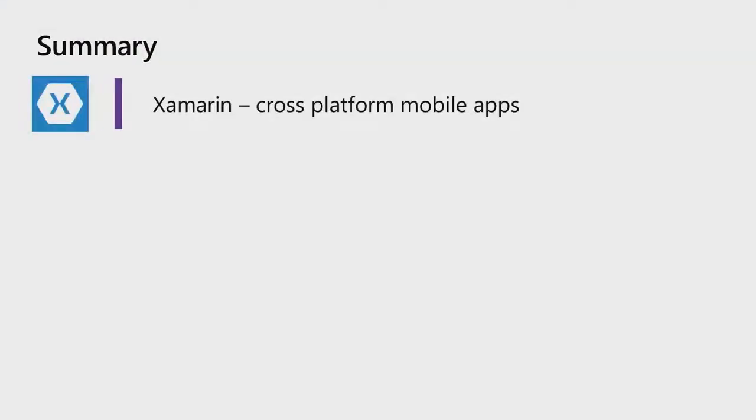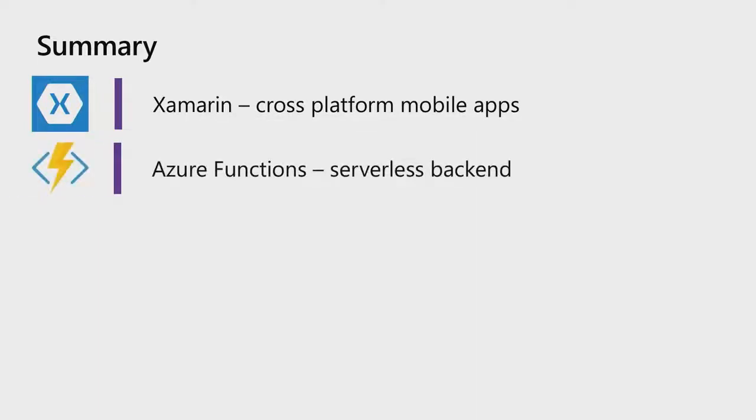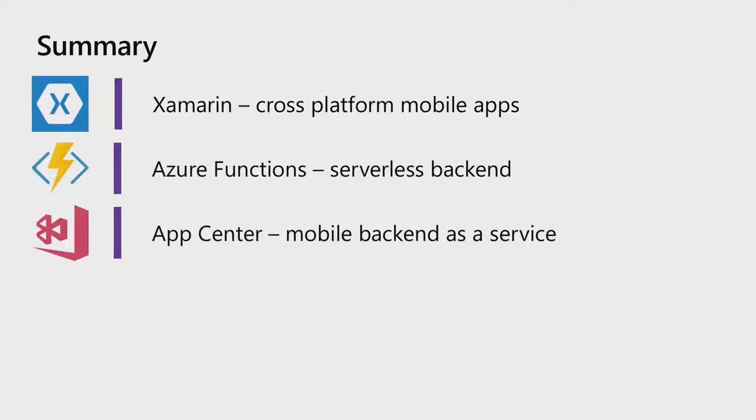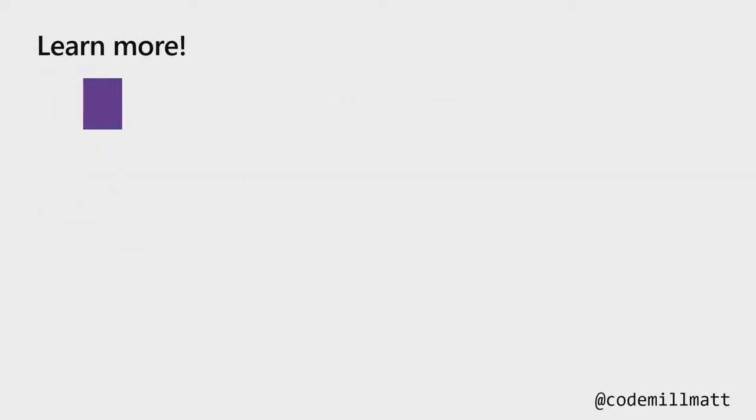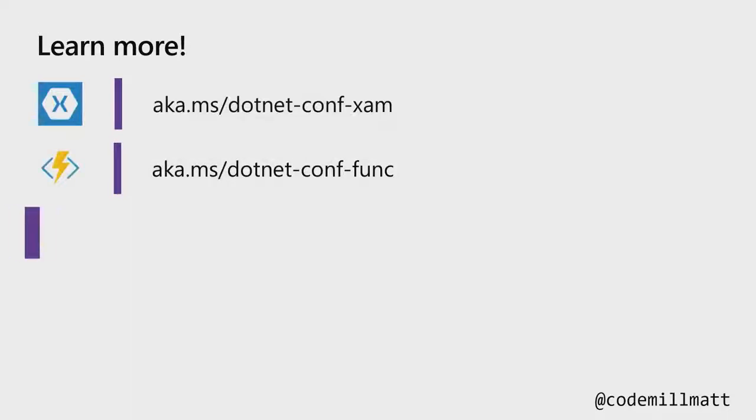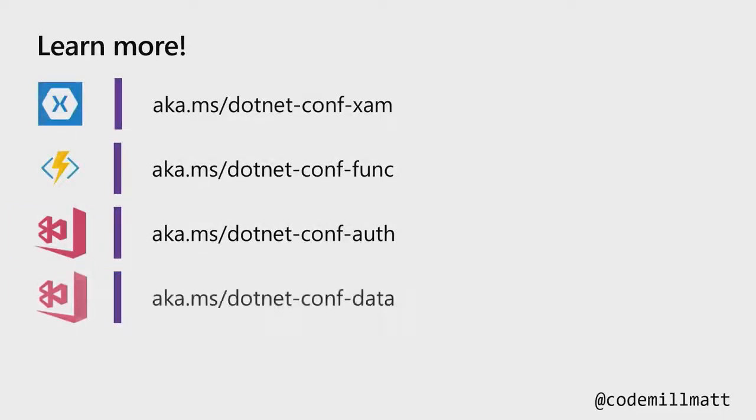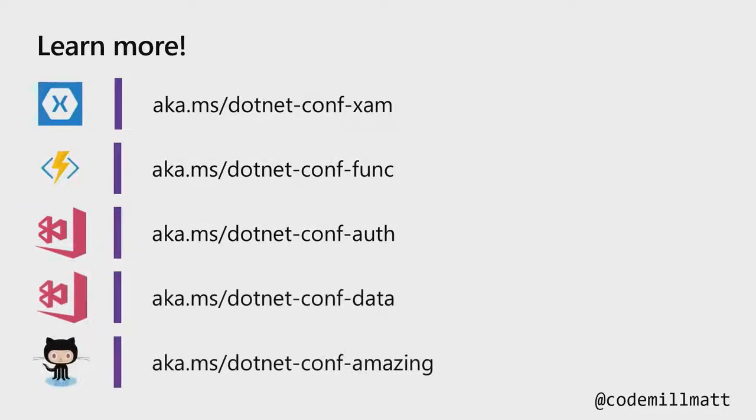So in summary, we use Xamarin for creating a cross-platform mobile application, Azure Functions for our serverless backend for our compute, and then App Center for our mobile backend as a service, data, and authentication. So please go out and learn more. Follow these documentation links for Xamarin, App Center, auth, and data. And finally, the bottom one there is all the code that you can want from this session.